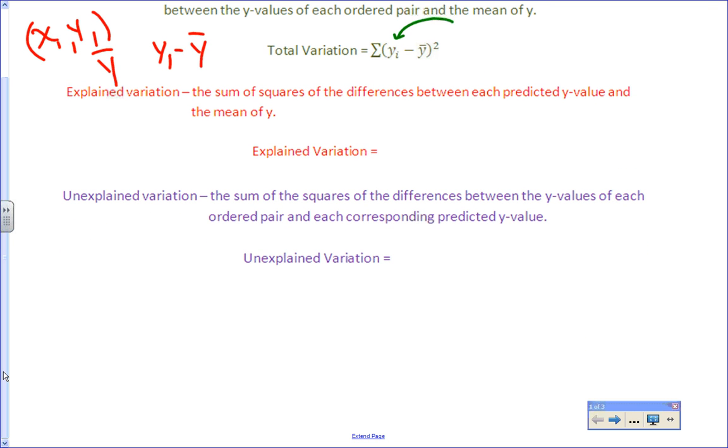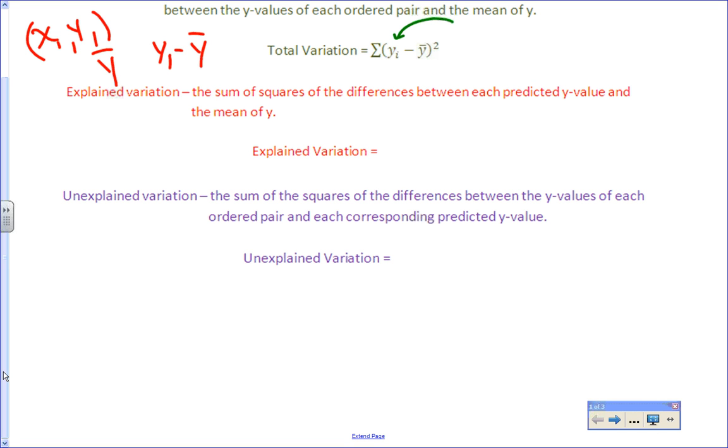So explained, it tells us sum of the squares again. You can probably figure out why we have to square them, right? Of the differences between each predicted y value and the mean of y. Well, what's our predicted equation? What do we start that equation with? You almost tried to say it for the other one.